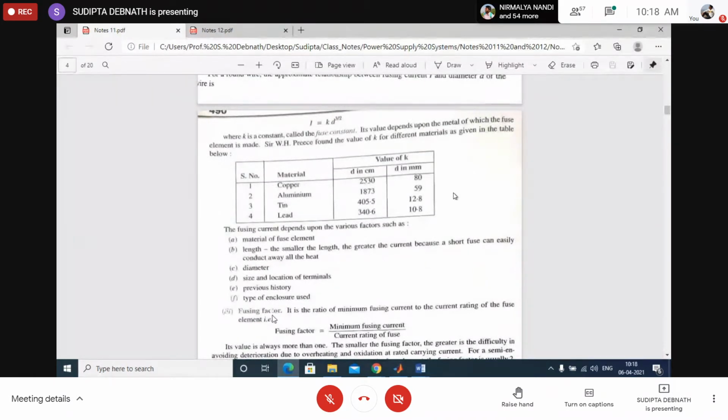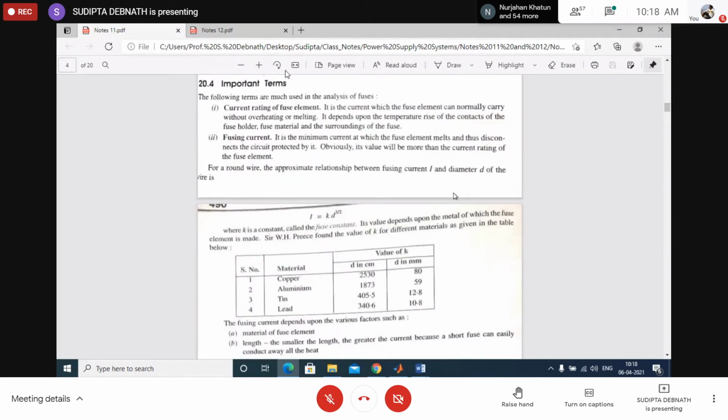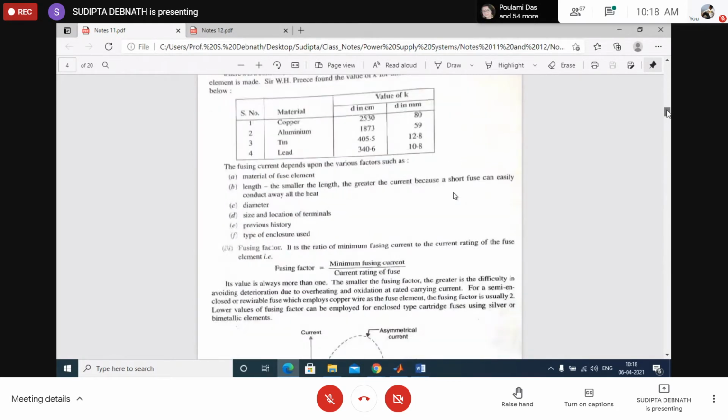You go through them. And then another rating, fusing factor. It is the minimum fusing current by current rating of the fuse. Minimum fusing current is actually this current, fusing current, and current rating is this current. So the ratio of them is the fusing factor.